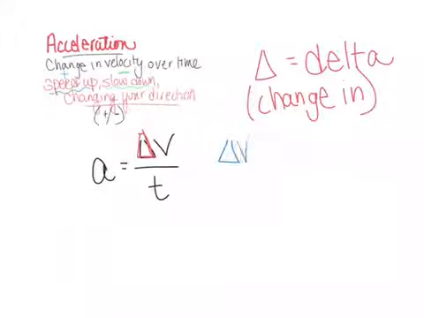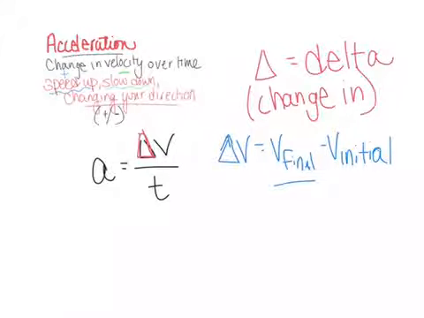Delta V is equal to the difference in your velocity: your final velocity minus your initial velocity. So you're going to find delta V by taking the velocity you ended with minus the velocity you started with.